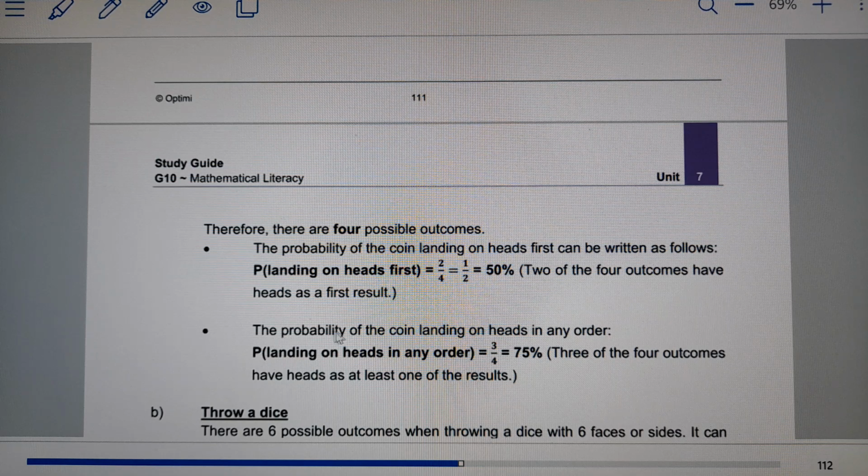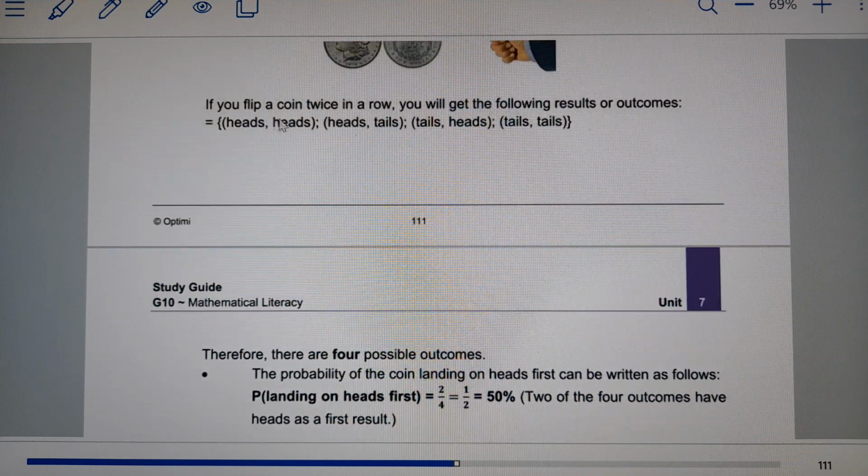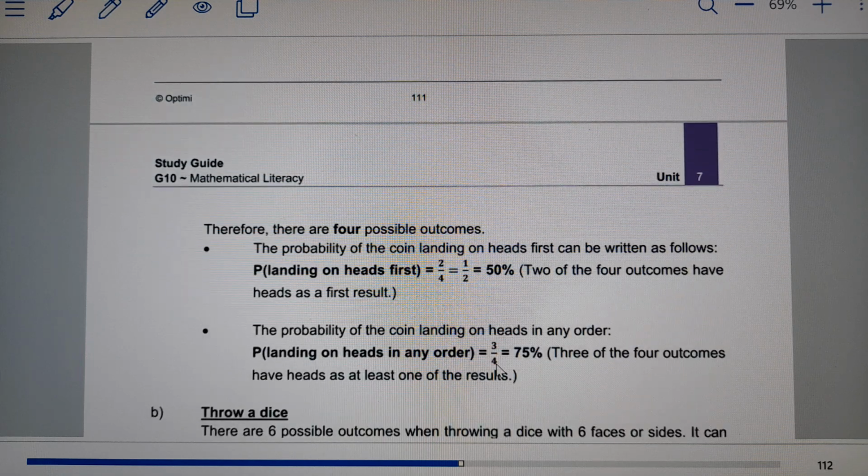And now we want the probability of the coin landing on heads in any order. Okay, so we have heads here, we have heads here, and we have heads here. You see, so it can land on heads in any order. So it's 3/4. So let's look at our example, 3/4, which is most probable.